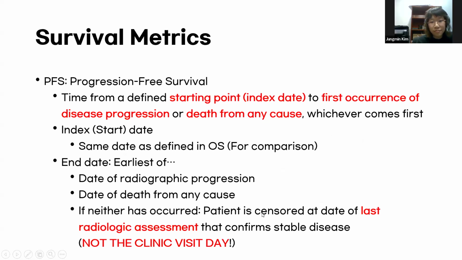And if neither has occurred, the patient is censored at the date of last radiologic imaging. Some patients come to the office 1 month after radiologic imaging. You can't put that as a PFS end date. You have to use the last radiologic imaging date, because just because the patient came to the office late, it shouldn't increase the PFS. So the end date is the earliest of these three, whichever comes first.